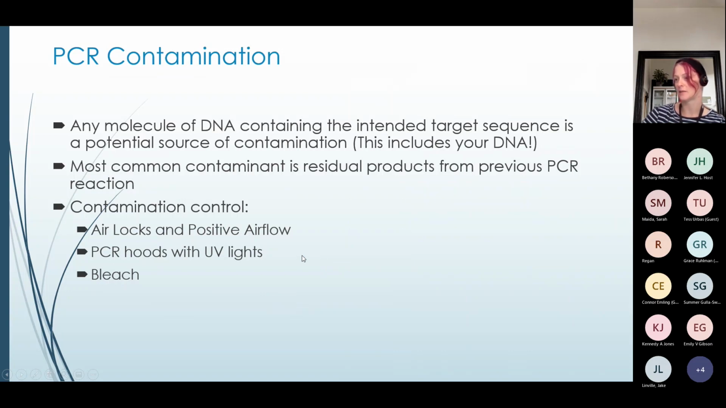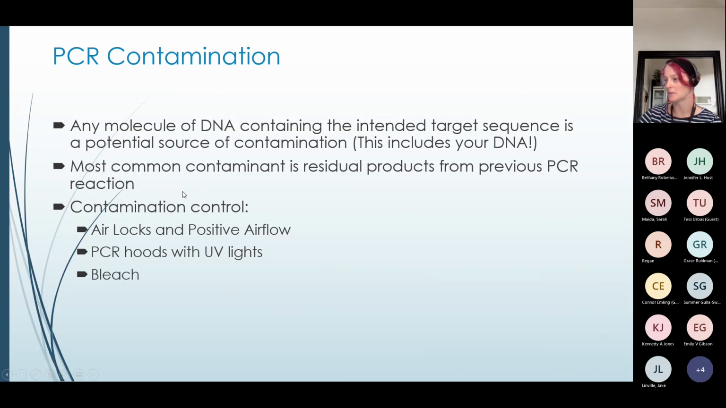So PCR contamination. Any molecule of DNA containing the intended target sequence is a potential source of contamination, including your DNA. So human DNA was our source of contamination when we had our issue just a few weeks ago in the lab. We had to bleach everything down to break down any extraneous sources of DNA that might have been on the equipment handle, in the fridge, because people were touching things without gloves. So we had to get rid of it and bleach everything down.